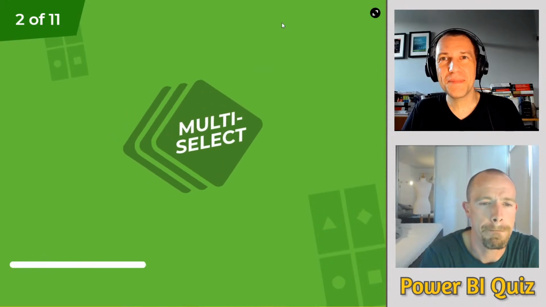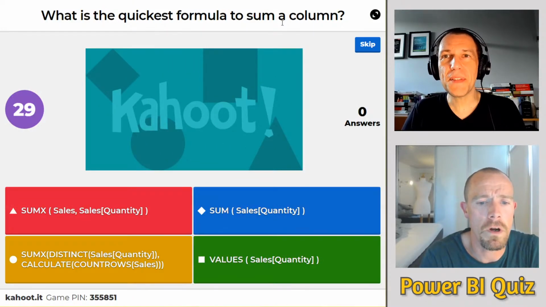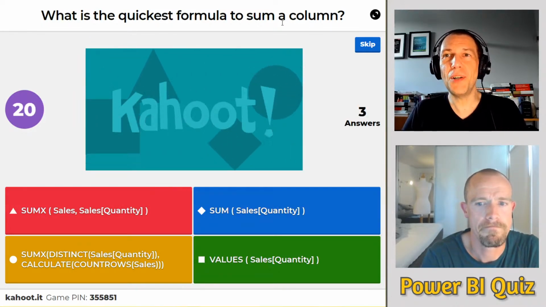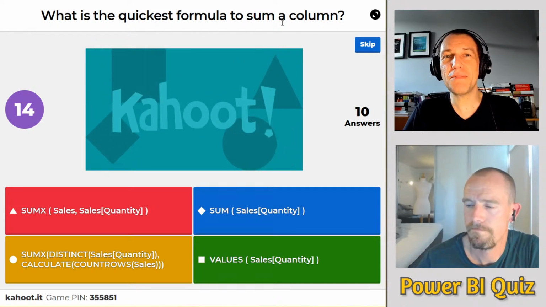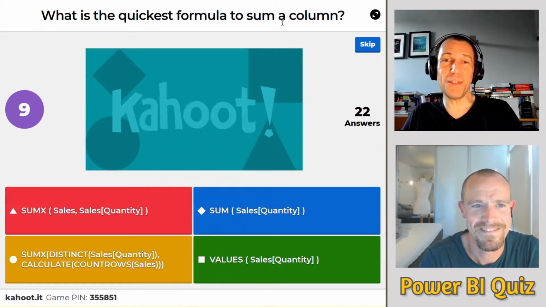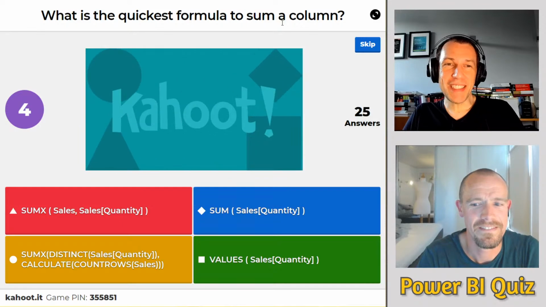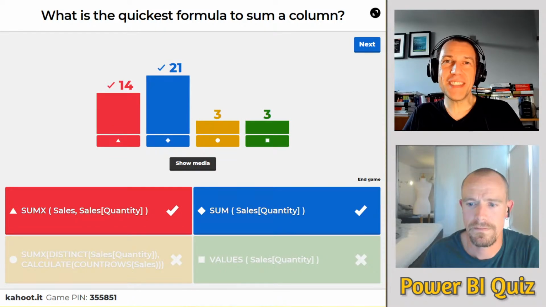Good. This is a multi-select, meaning that you can actually give more than one answer. What is the quickest formula to sum a column? You can provide 1, 2, 3, 4 answers, all those that you think are the quickest one. I mean, we don't know. 1, 2, 3, 4, all the same. I don't know. Come on. 25 answers. 26. 27. Time out.